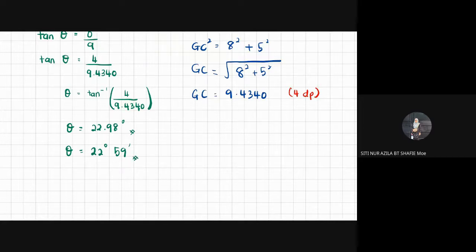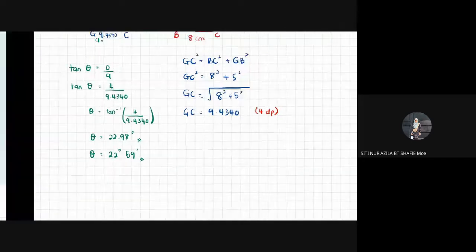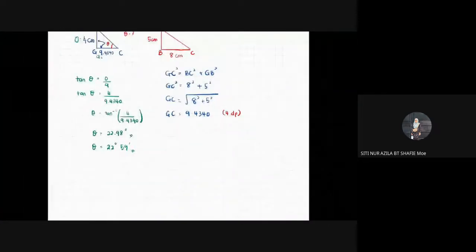So which one to answer in the exam? You can choose either one. But if the question specifies to answer in degree and minutes, then you need to answer in degree and minutes. But if the question doesn't specify which mode, then you can choose either one. Okay, any questions so far? No? Okay, good.